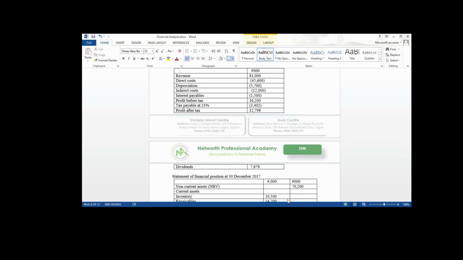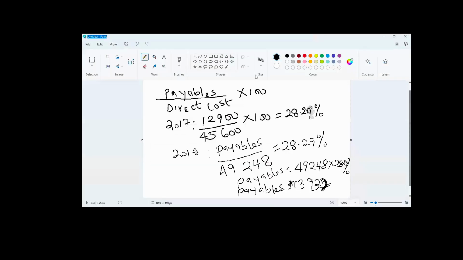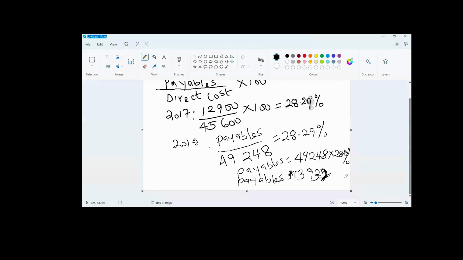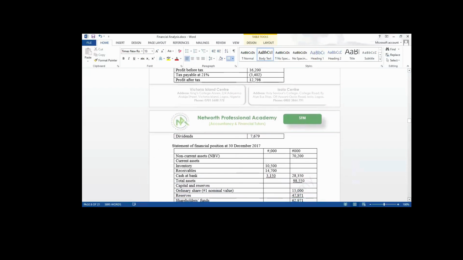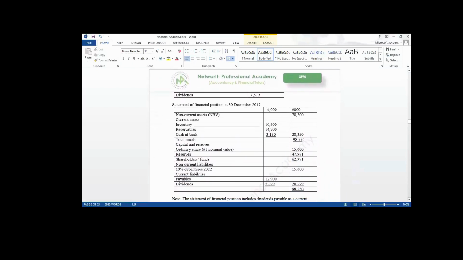This is what I'm saying. Our dividend payout ratio, this is what I'm trying to say. 0.6. That means dividend payout ratio is 60%. Examiner says the company intends to maintain this. 60% of our profit after tax will be dividends.